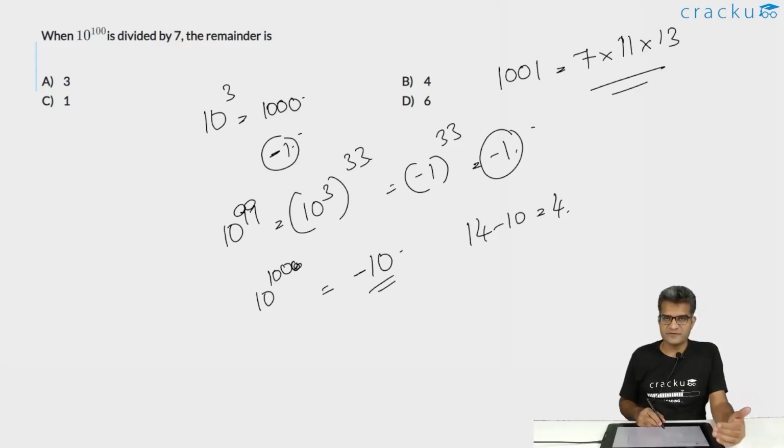But we want the remainder to be positive when we are actually submitting the answer. So you keep on adding 7. -10 plus 7 is -3. -3 plus 7 is 4. So the remainder is 4.